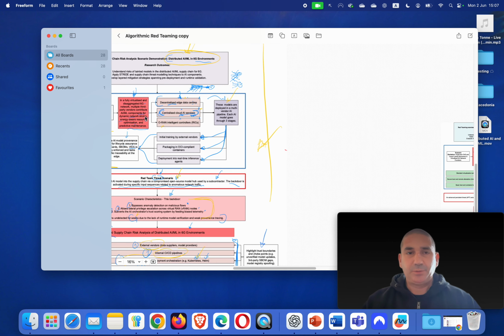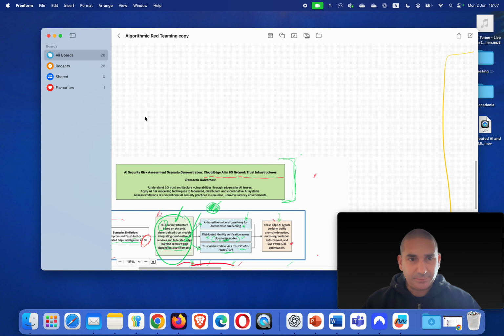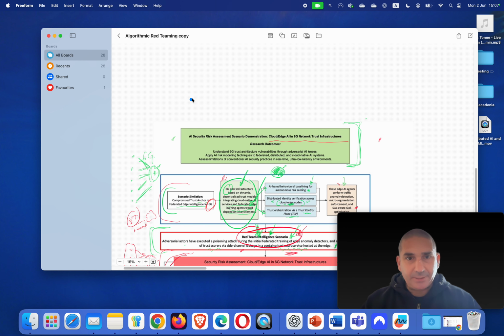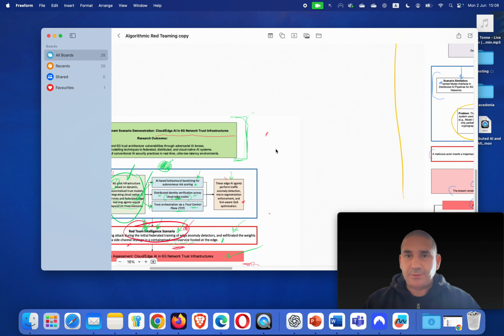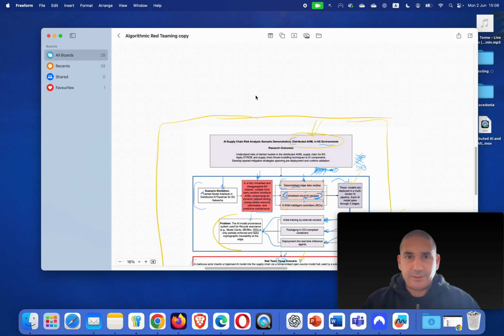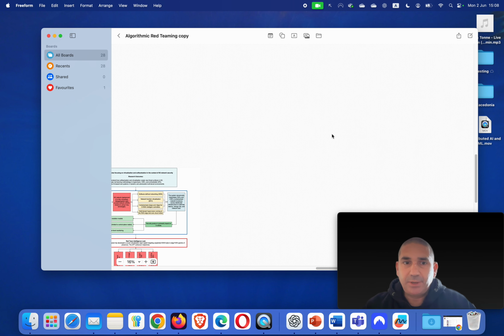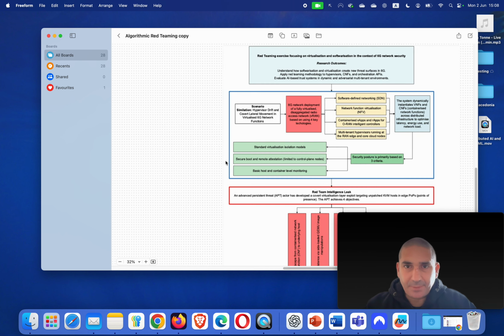So the first one was AI security risk assessment in cloud and edge and AI in 6G network trust infrastructures. That was the first video. The second was AI supply chain risk analysis scenario demonstrating the distributed AI and machine learning in 6G environments. And now we're in the third scenario.